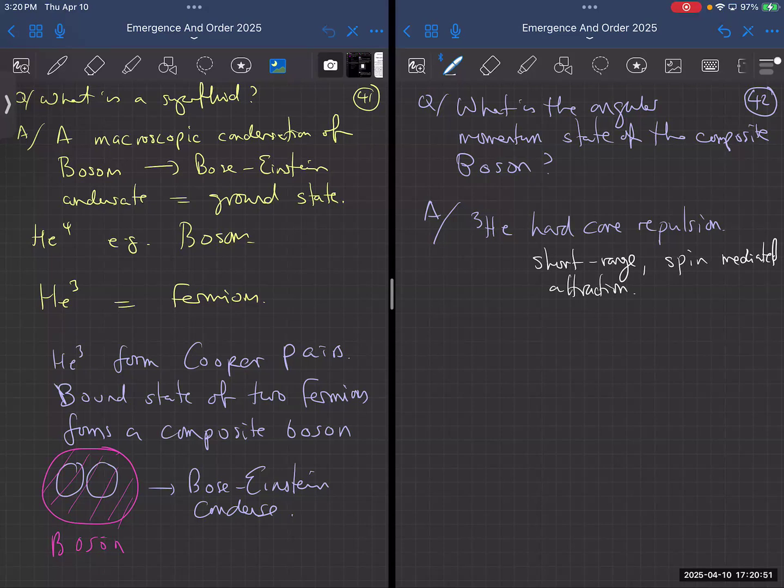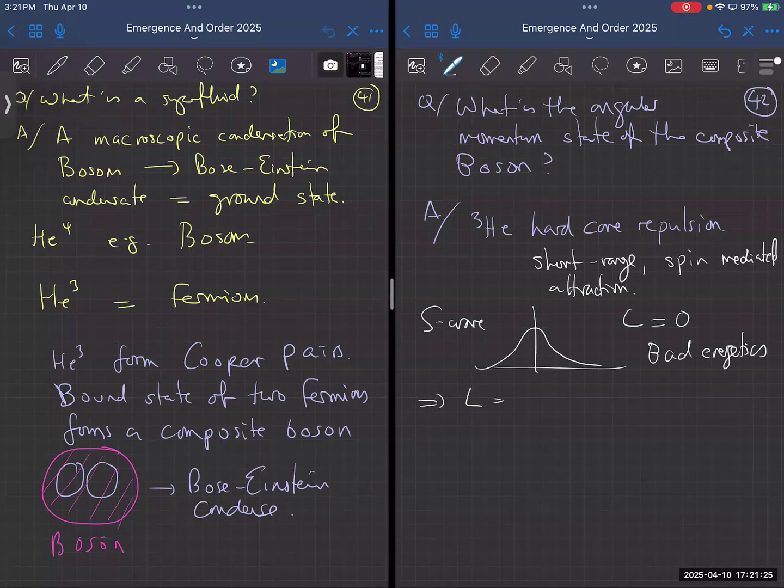S-wave wave functions look like that. Okay, but these things have a hardcore repulsion. If they try to sit on top of each other, the energy is going to be infinity. So you would expect them to not have L equals 0. So L equals 0 is bad energetics. So then you would say, okay, so actually they go into the state with L equals 1.